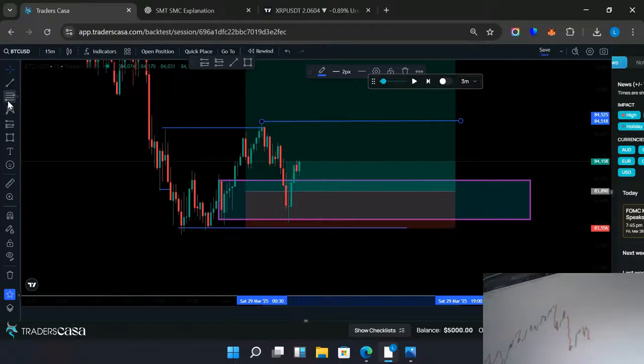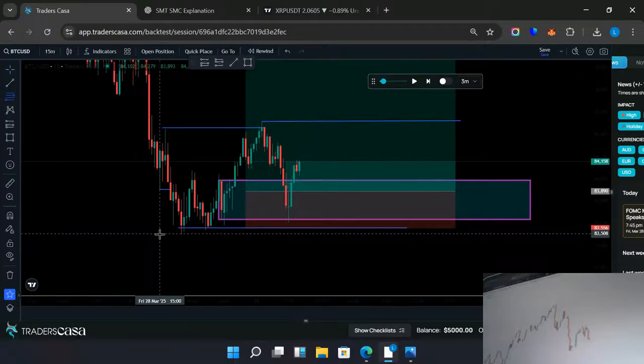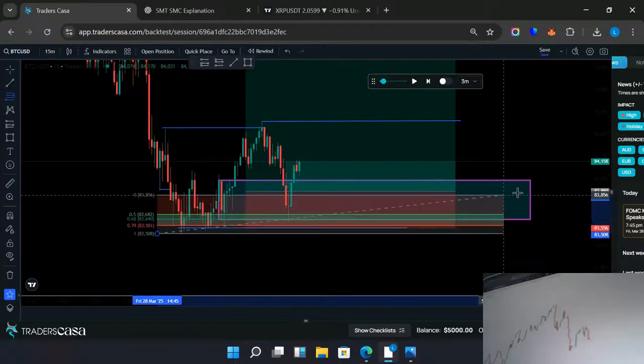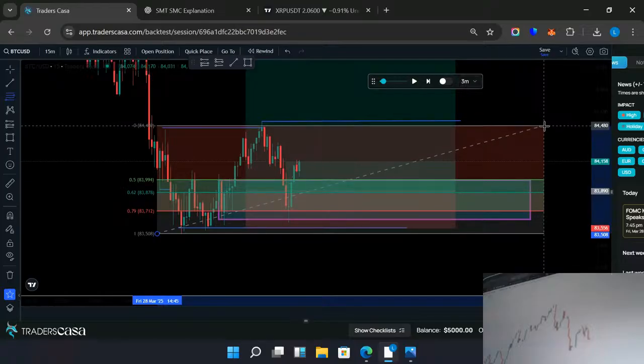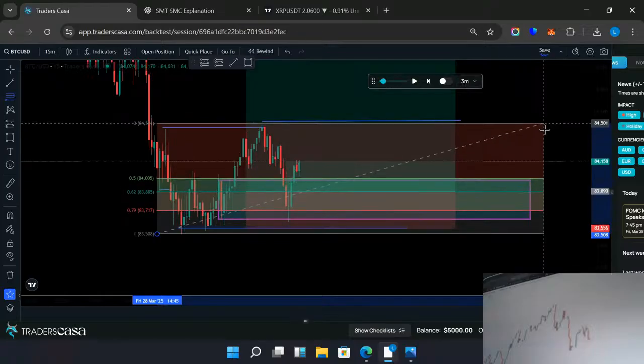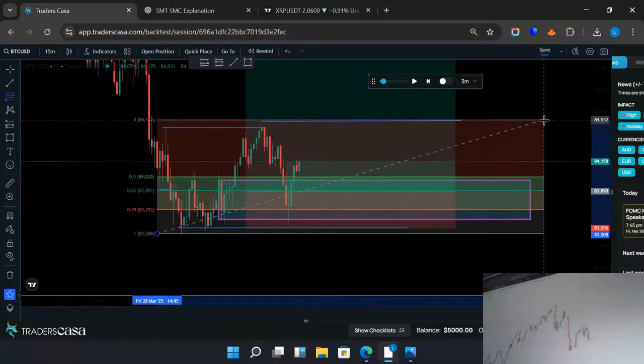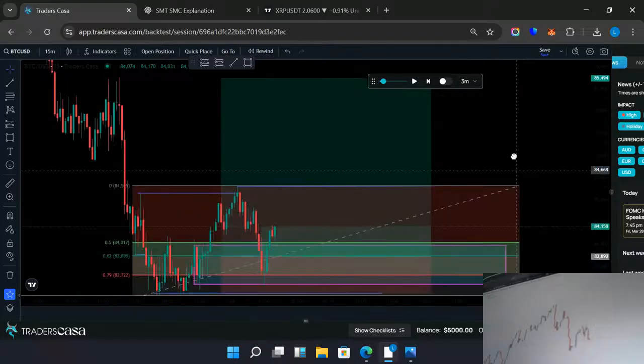I'll show you why. Now let me take out my fib. So in the fib also you can see price almost, but it was in the discount zone. So it was kind of the correct zone to buy. Now if you see over here, our target one will be this only because this is the premium zone. After this the price is overbought.